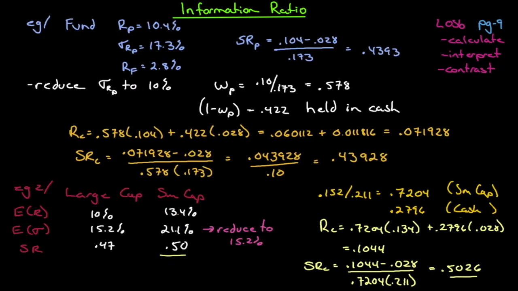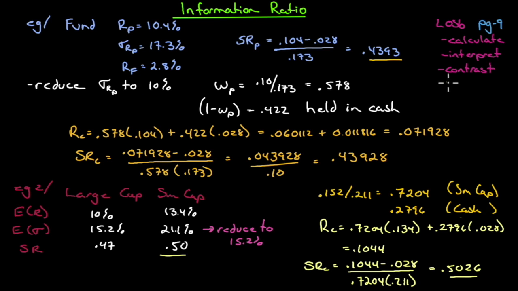All right, let's get a couple examples behind us just to really press the point home about the addition of cash and leverage here. Let's say we have a return on a portfolio of 10.4% with volatility in those earnings of 17.3%, risk-free rate of 2.8%. Calculating a Sharpe ratio is fairly easy to do at that point, 0.4393.